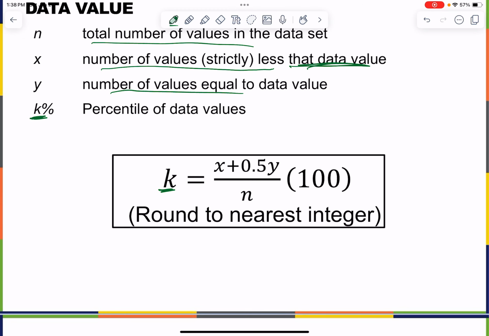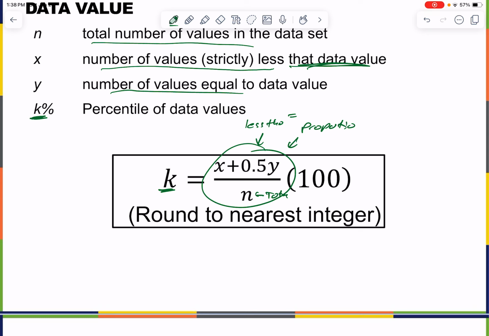What you do is you put it into this formula here. You find the proportion. So this is a proportion of the total data that is less than or equal to the given data value. And then you multiply that proportion by 100 to get the percent.